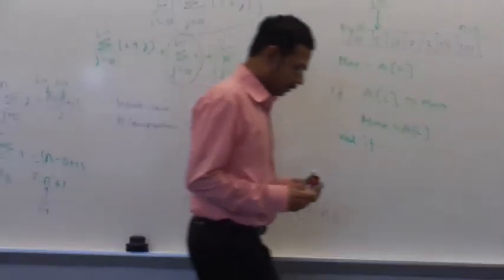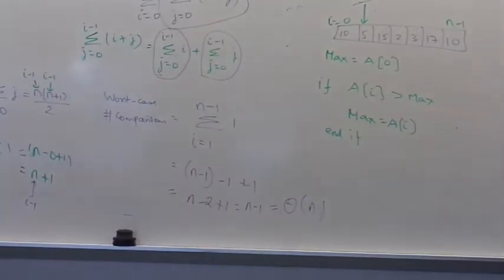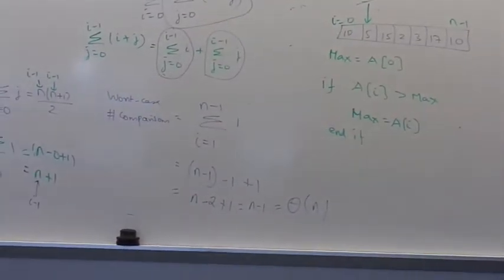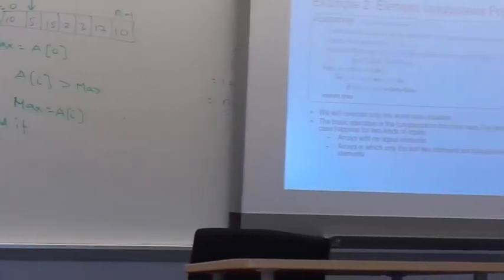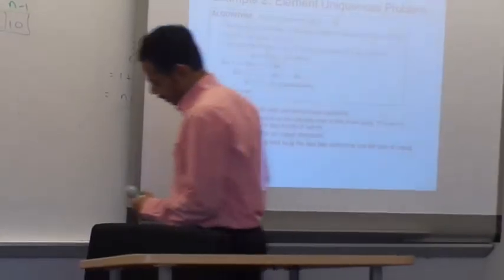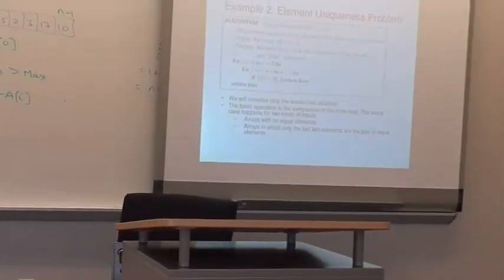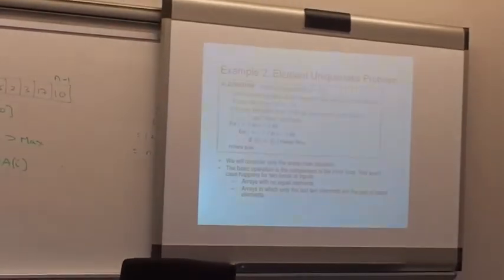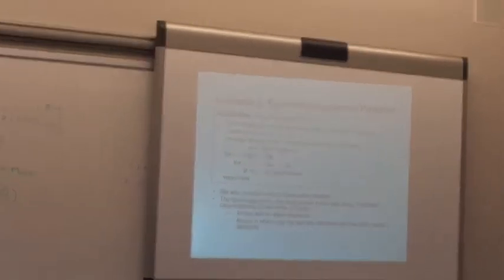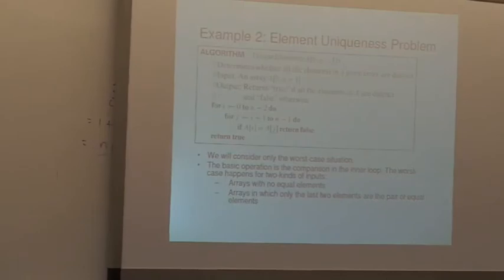Okay. Now let's look at the second algorithm. That's actually your first project also. We saw this in the first class itself, the element uniqueness problem, which means, given an array, I want to find whether the array has unique elements or not. How do you do that? What's your logic?